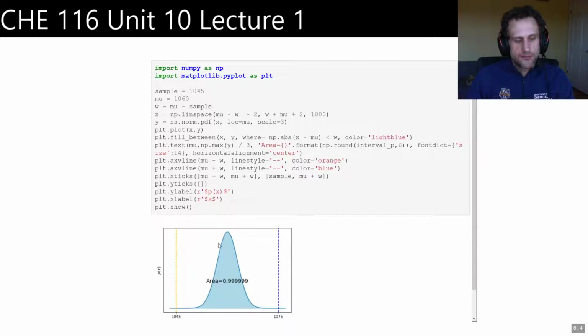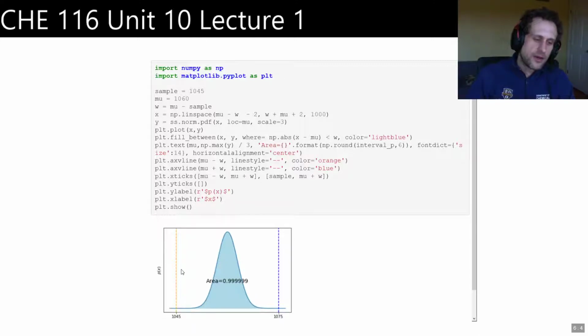So here is my probability distribution for gold. It's centered at 1060. And I want to ask, what is an interval width that would be just big enough to catch my sample? I can't compute the probability of this sample directly, because we can't get probabilities of single numbers for continuous values. So instead, I'm going to construct an interval, because we can compute probabilities of intervals. I'm going to construct an interval just big enough to catch this value.